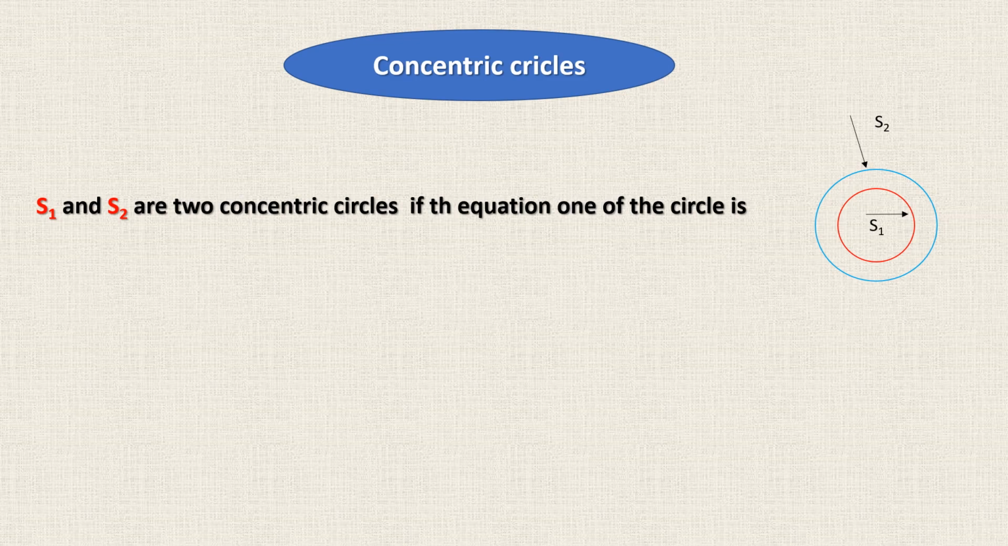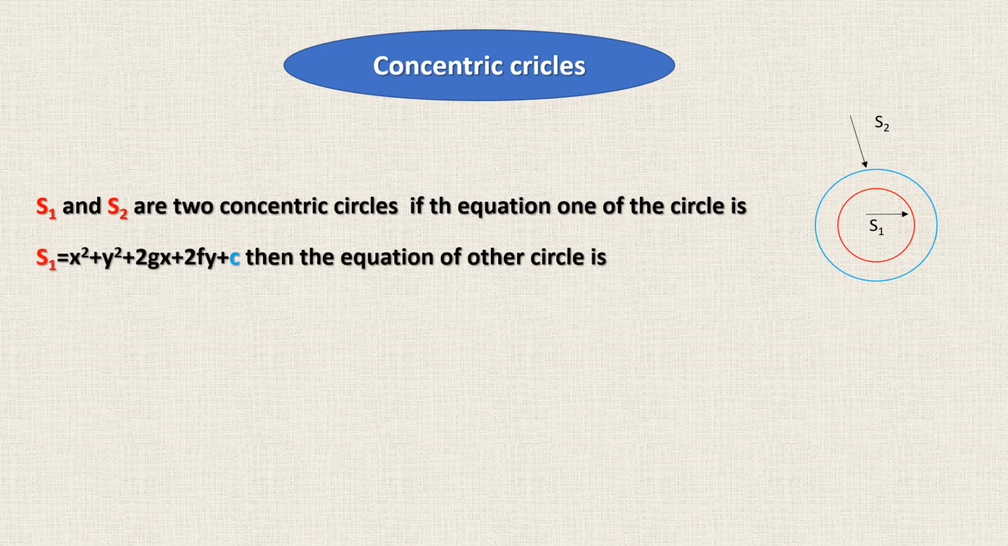Concentric circles. Two circles are said to be concentric if they have the same center. Let S1 and S2 be two concentric circles. If the equation of one of the circles is S1 equal to x square plus y square plus 2gx plus 2fy plus c, then the equation of the other circle is given by S2 equal to x square plus y square plus 2gx plus 2fy plus k, where k is an unknown constant.